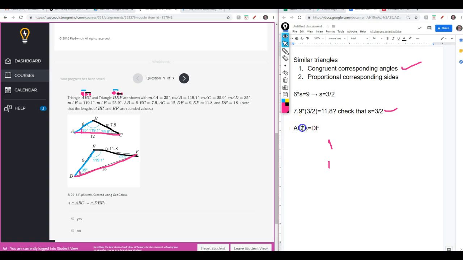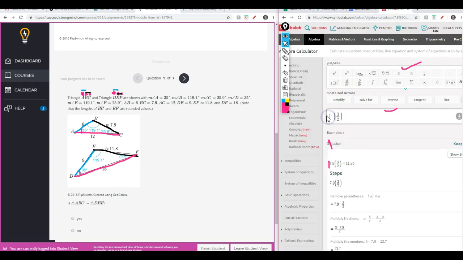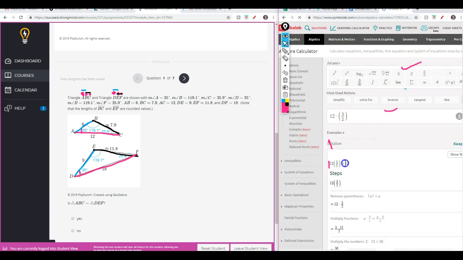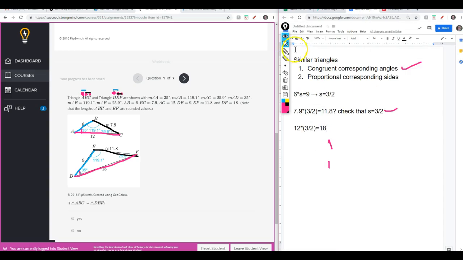Now the last one to check is AC. AC is the distance of 12. We're going to check that if we multiply it by 3/2, that it's going to give us a distance of 18, because that's the distance of DF. So again, I'm going to type in 12 times 3/2, and this is going to give us 18 if it is proportional. Okay, so it gives us that it is 18. So that means, yes, again, S was equal to 3/2. That means that all of the corresponding sides are proportional because our scale factor in each of these was 3/2. So yes, these two triangles are similar.